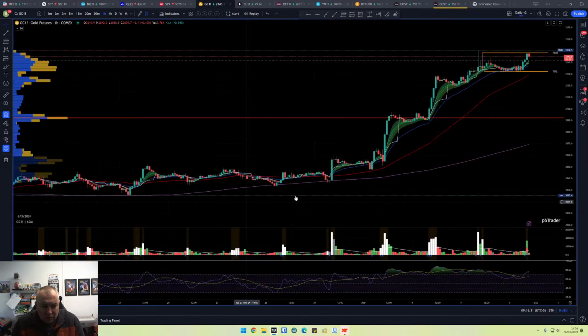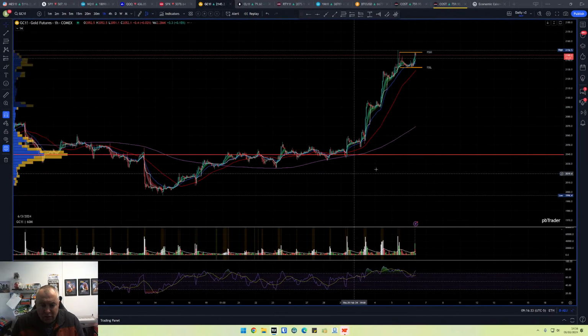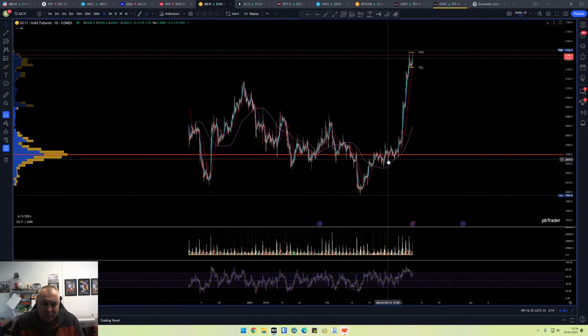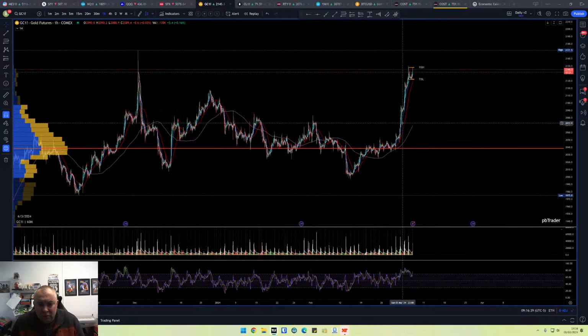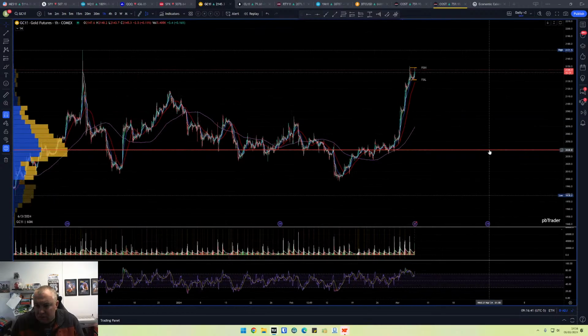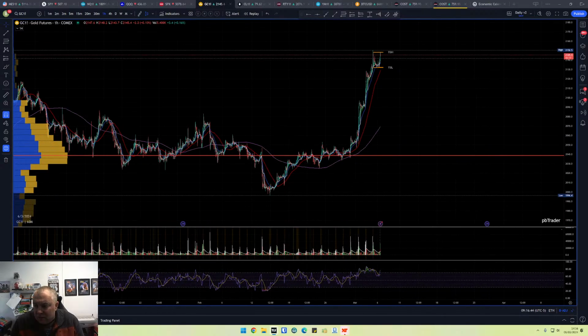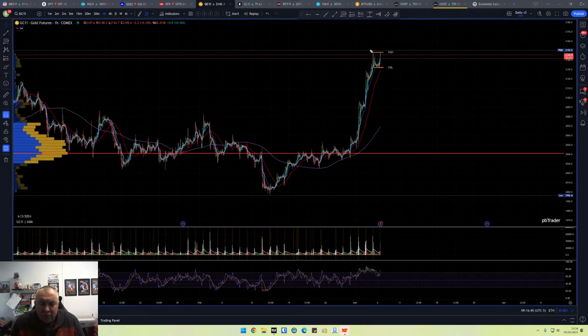Gold is really bullish right now. Hopefully somebody took the break and retest at that level. So right now we're putting in this potential double top, but it's strong.